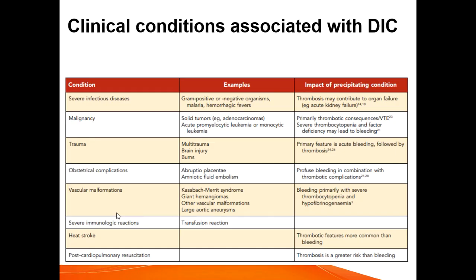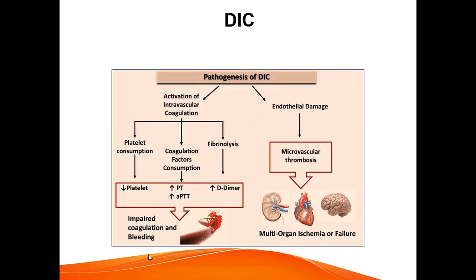So as I told you, DIC is usually secondary to some insult like a severe infection, malignancy, trauma, obstetrical complication, severe immunological reaction, heat stroke and post-CPR. It is seen that in heat stroke and post-CPR mainly they have coagulopathy rather than bleeding. That's why you have to come to a diagnosis so that you can plan your therapy accordingly. So the pathogenesis of DIC, disseminated intravascular coagulation.